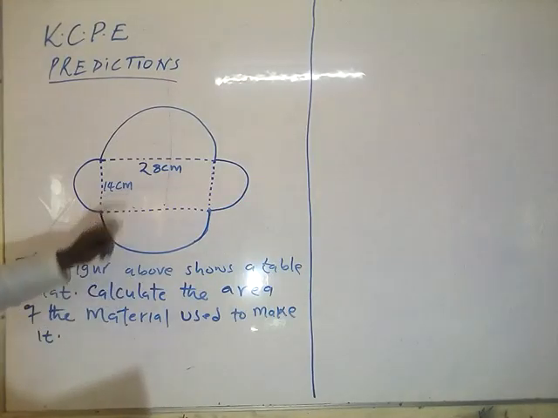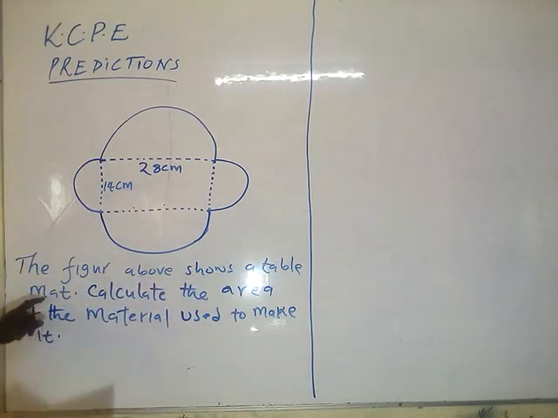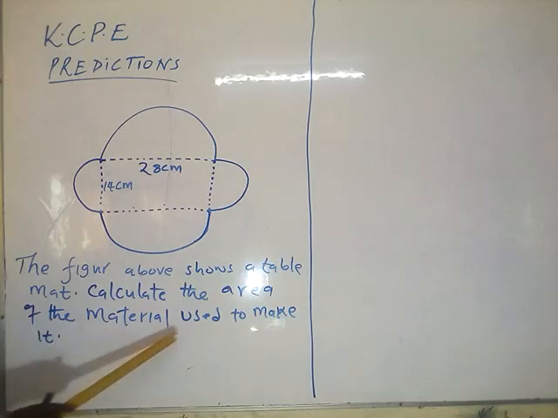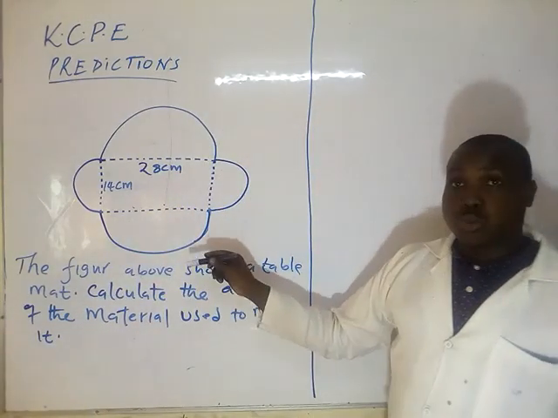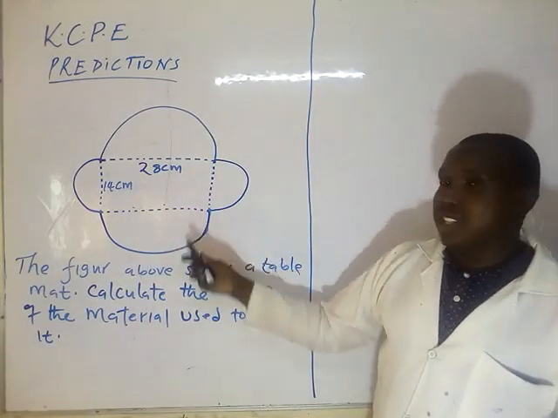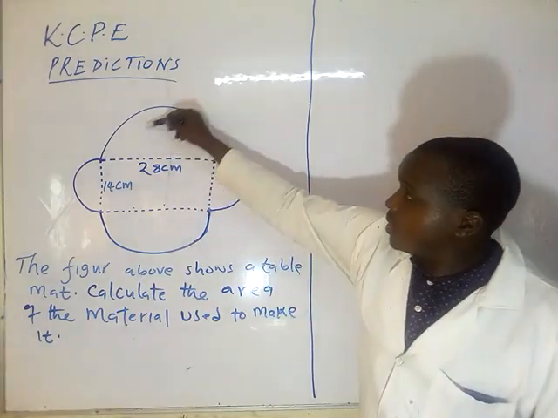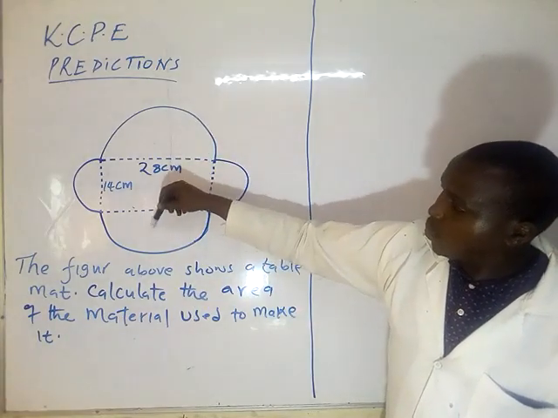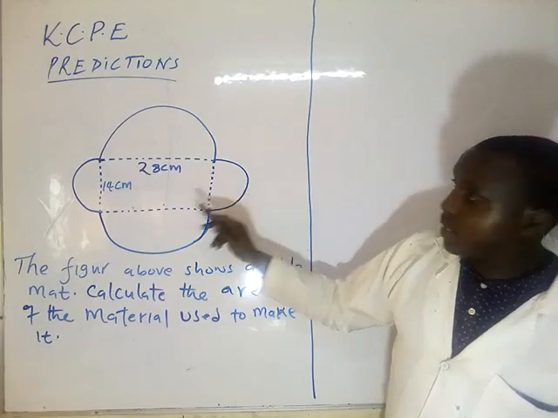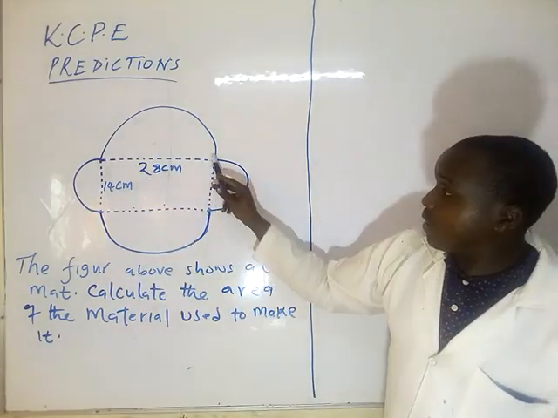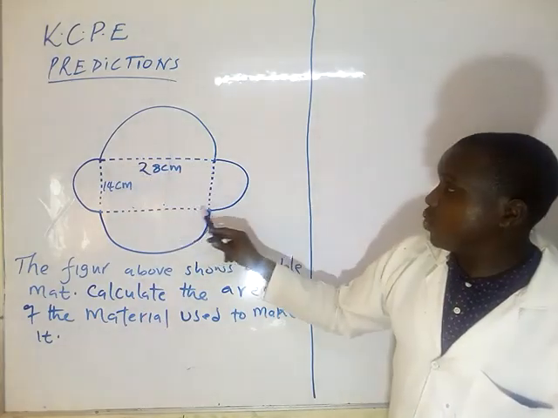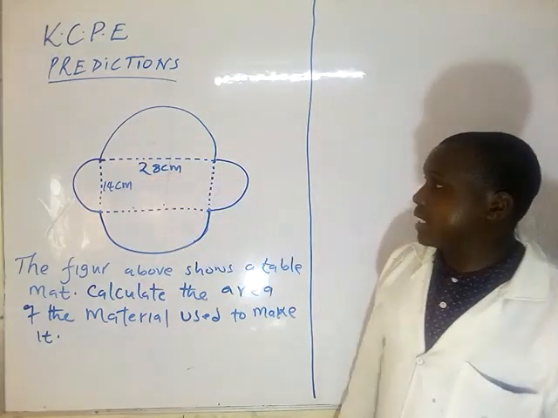The figure above shows a table mat. Calculate the area of the material used to make it. So once you have a figure like this, try to figure out what kind of figure this is. You can see this one is a semicircle and another semicircle. This is another small semicircle and another semicircle. And then as you can see, this is the table itself. So this is the material also that is used to make that mat.